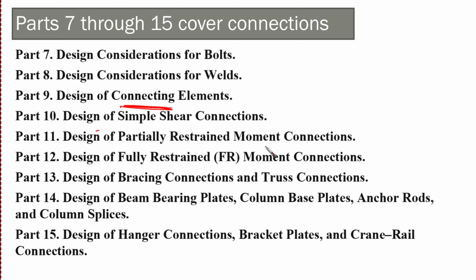So we have two types of connection. Maybe we're going to touch upon this: partially restrained and fully restrained. And then part 13 is design of bracing connections and truss connections. Part 14 is design of beam bearing plates and column base plates, anchor rods, and column splices. Part 15 deals with design of hanger connections, bracket plates, and crane rail connections. So, as you can see, they are dealing with connections.